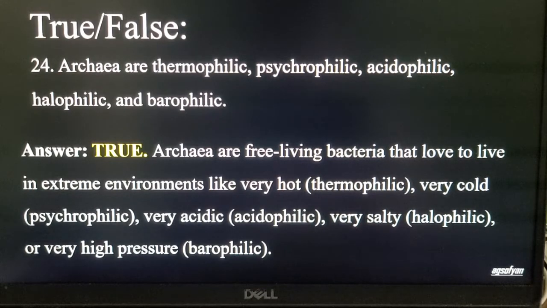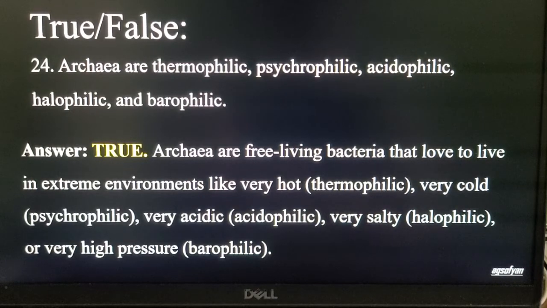Just for information, phil means love. Maybe you know Philadelphia, that's actually the brotherly love city. So there is phil over there, philic, love. So thermophilic means that they love hot conditions, which is yes, Archaea love to live in extremely hot conditions or environments. Psychrophilic. Psychro means very cold.